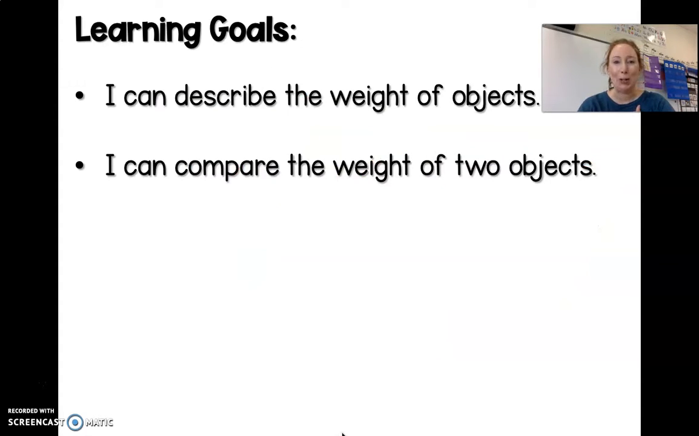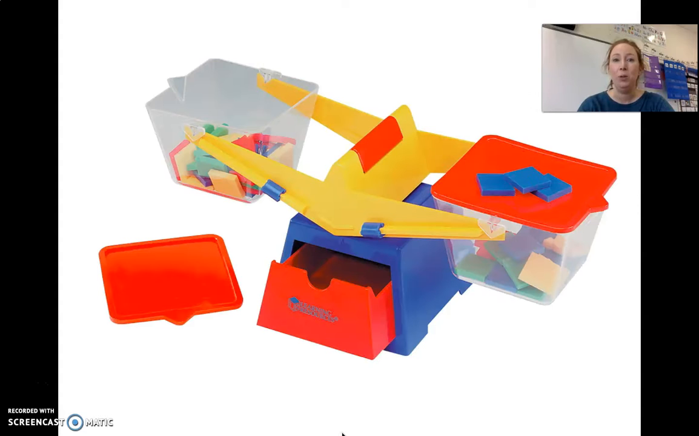So here are our learning goals for today. I can describe the weight of objects, and we're going to use words like heavier and lighter. Another learning goal is I can compare the weight of two objects, and that's what we will use this scale for. This scale helps us compare and be able to see which object is heavier and which object is lighter.